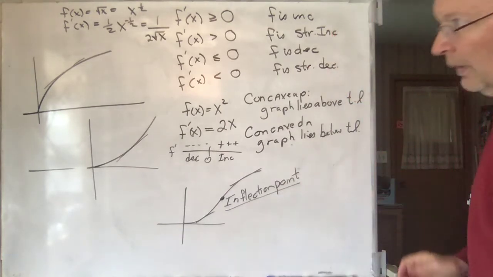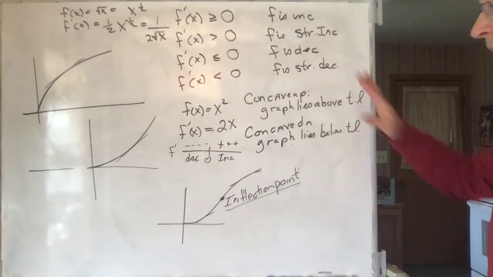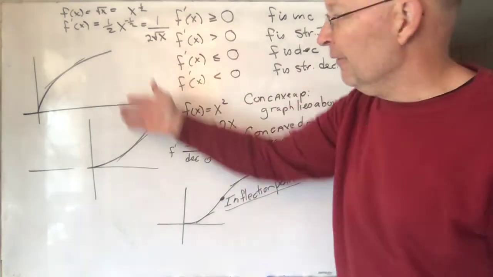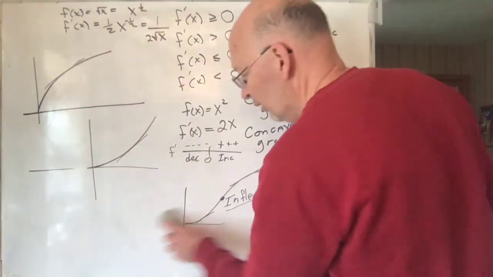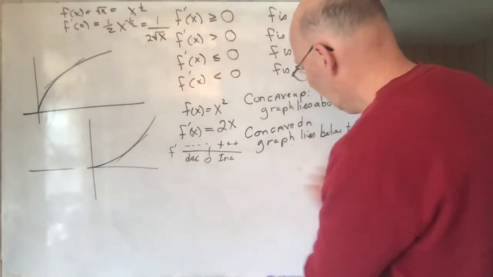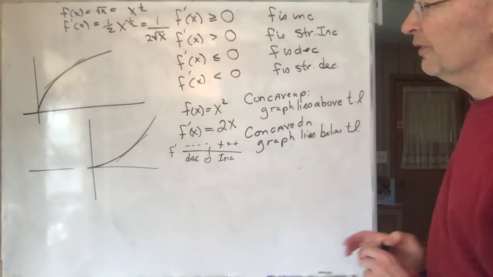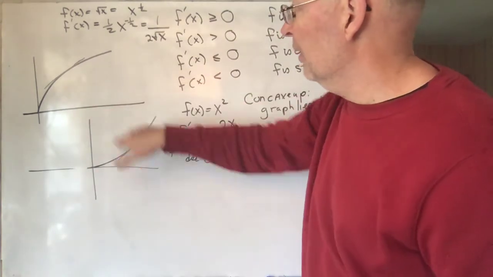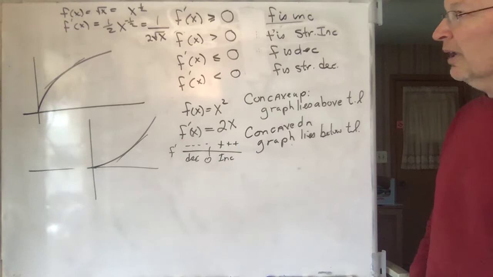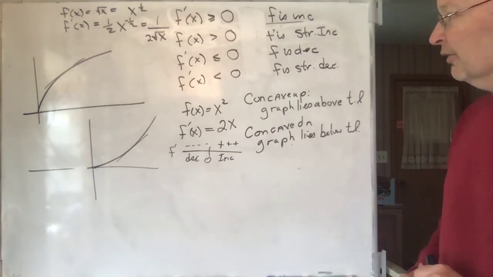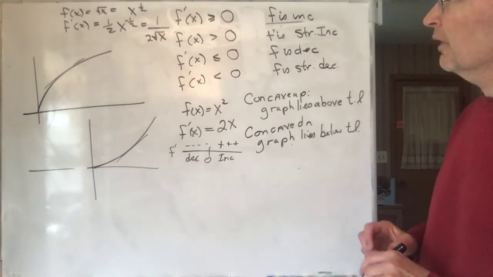Okay? So, key word, key difference between two functions. But that raises a question: is there a way to determine whether a graph is going to be concave up or concave down? Of course, I wouldn't have asked the question if I didn't have a good answer for you. So let's see if we can figure out the answer.